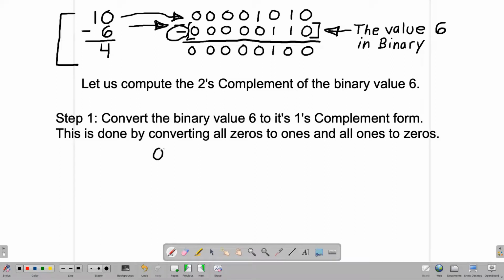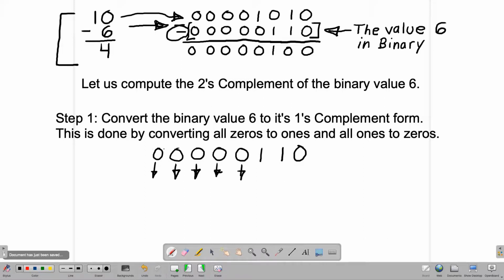We'll say we have 0, 0, 0, 0, 0, 1, 1, 0. And to produce this value in 1's complement, it's just a matter of converting each value to its opposite. And so we will start this process like this.